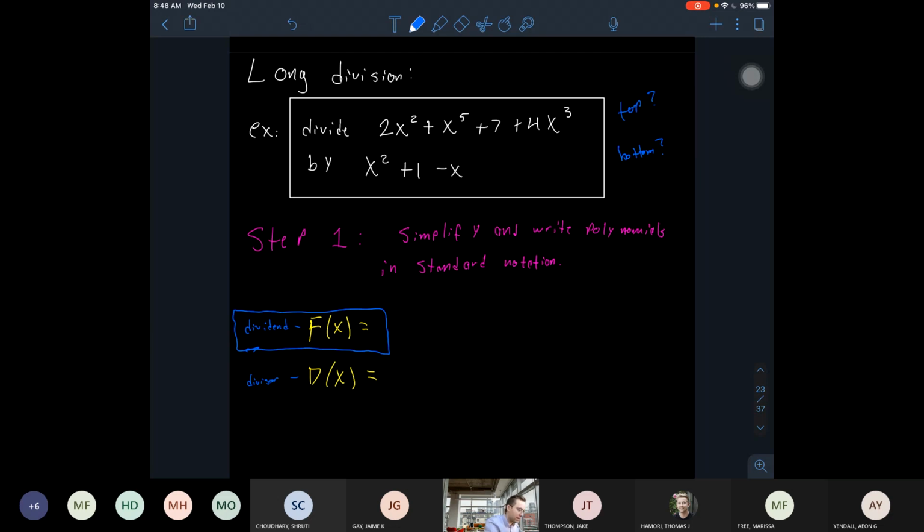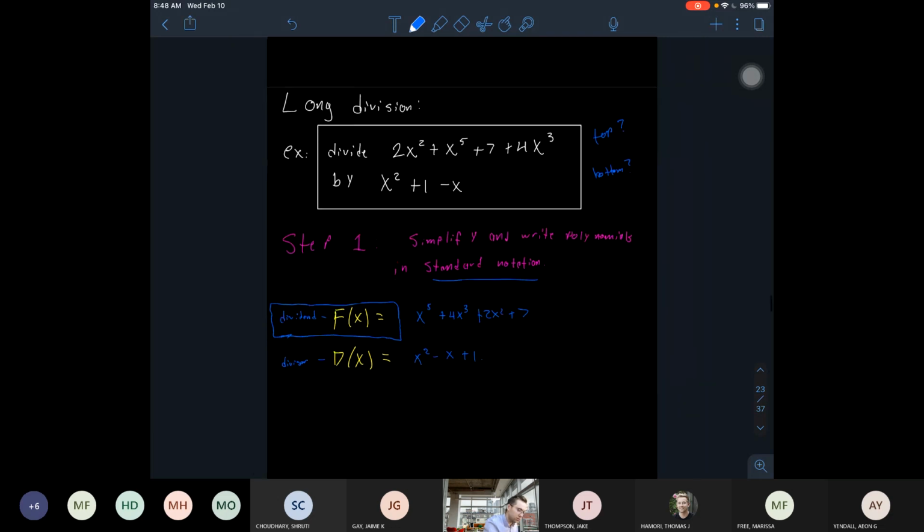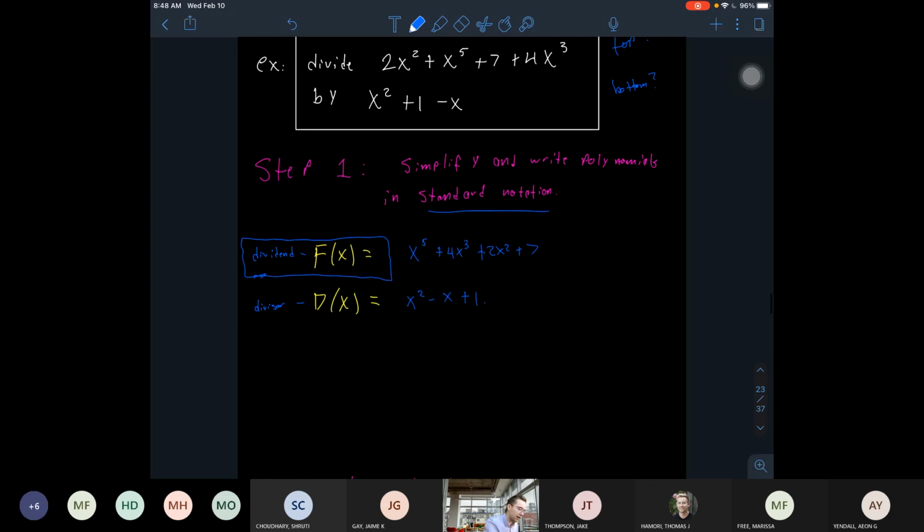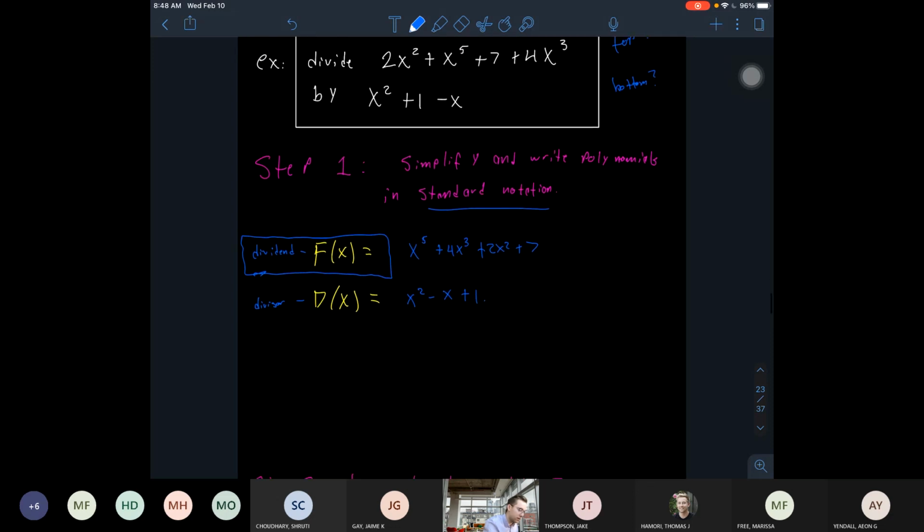And I'm going to write them in what I call standard notation. What I mean by that is decreasing powers of x. So x to the 5th plus 4x cubed plus 2x squared plus 7. And I'm going to write the divisor in the same way. We're going to get x squared minus x plus 1. Okay, so that's step 1, identify dividend and divisor.